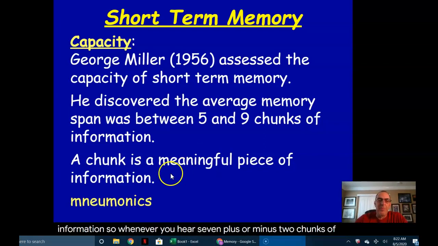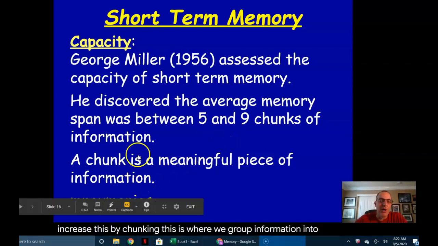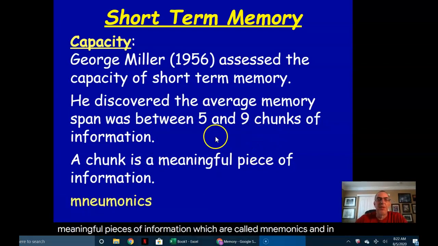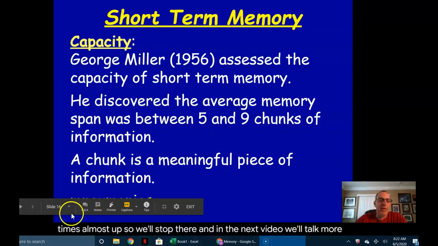Now, we can increase this by chunking. This is where we group information into meaningful pieces of information, which are called mnemonics. And in the next video, we'll show you how we can actually do this. So anyways, time's almost up, so we'll stop there. And in the next video, we'll talk more about capacity and how we actually study this.